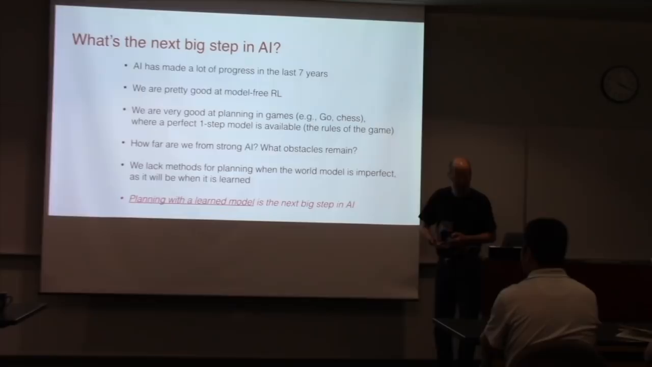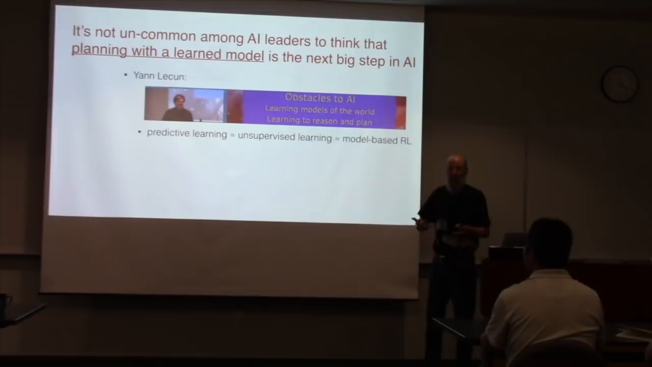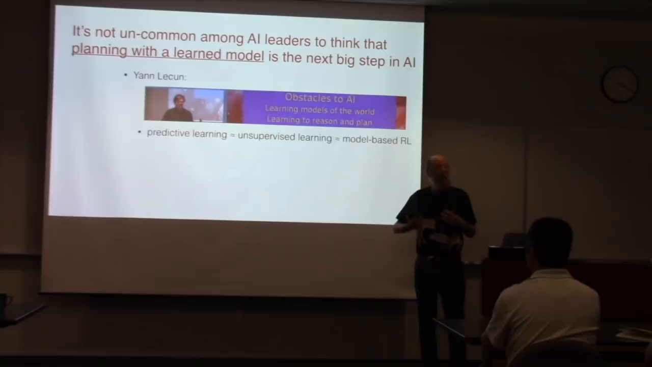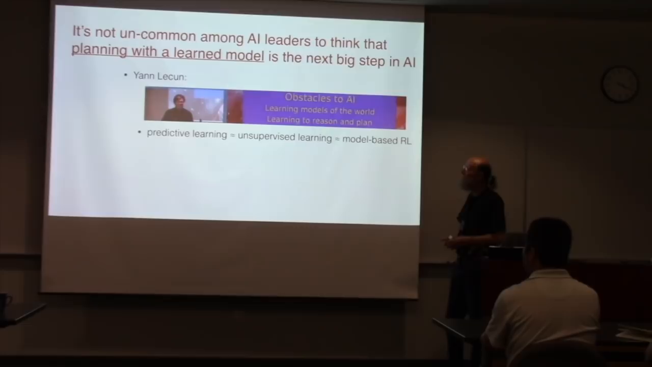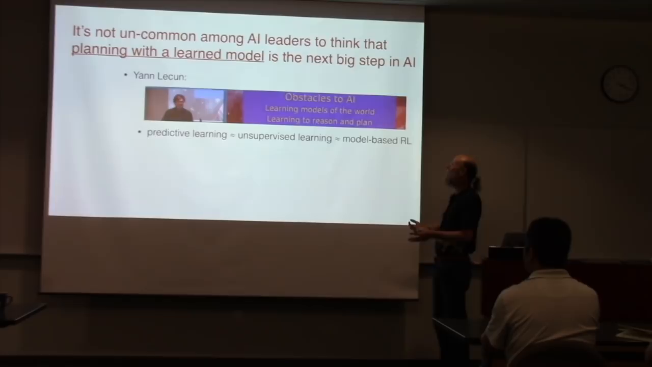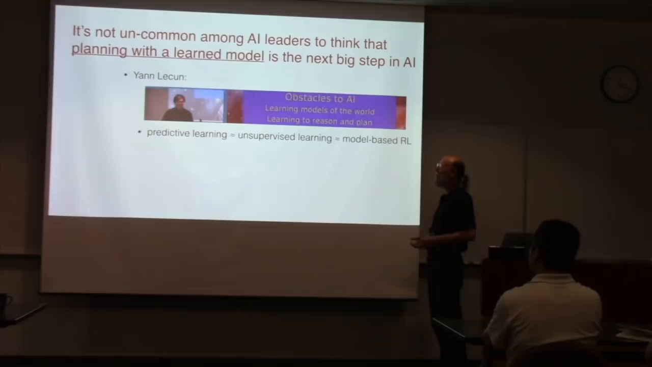First, I want to say it's not a really strange view. Lots of people think this. I wouldn't say it's the normal view. If you look in machine learning, deep learning, people are not thinking this way, but among a few leaders, like Jan LeCun, they will say exactly this, what I interpret as exactly this. So it's not really an uncommon view. In his standard talk, Jan LeCun comes to the obstacles to AI. What do we have to do? Well, we have to learn models of the world. We don't know how to do that. We don't know how to reason and plan when we have those learned models of the world.